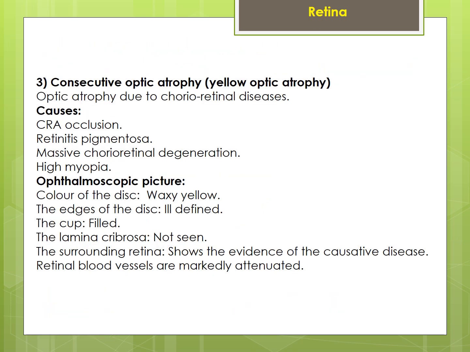In consecutive optic atrophy, which is yellow optic atrophy, the optic atrophy is due to massive chorioretinal disease. Causes include central retinal artery occlusion, retinitis pigmentosa, massive chorioretinal degeneration, and very high myopia. Ophthalmoscopic picture. The color of the disc is waxy yellow. The edges are ill-defined. The cup is filled. The lamina cribrosa is not seen, and the surrounding retina shows evidence of consecutive disease. Blood vessels are markedly attenuated.